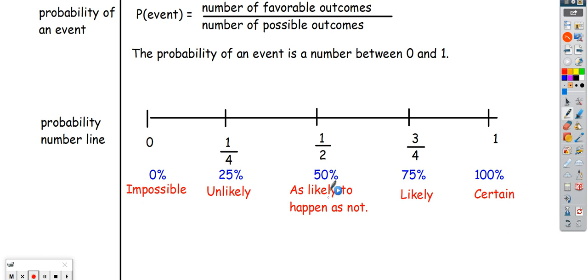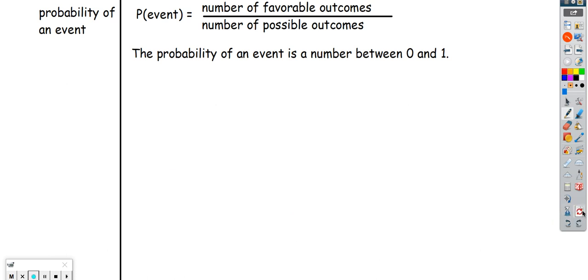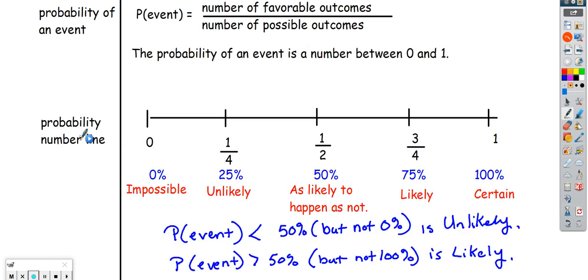In order to read this probability number line, let's look at the writing below.